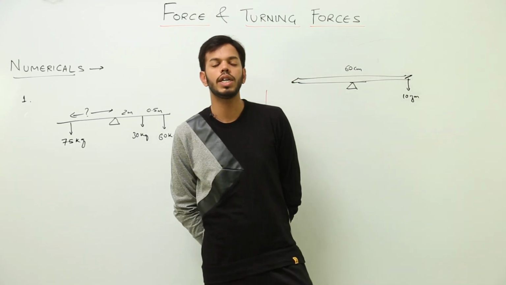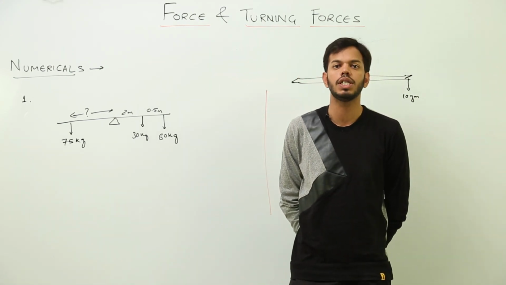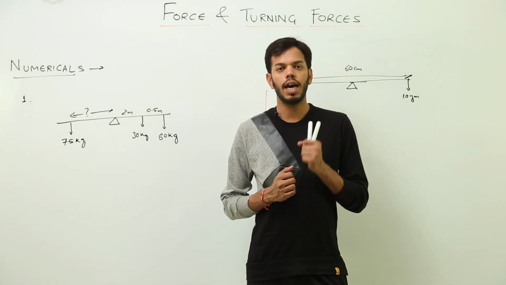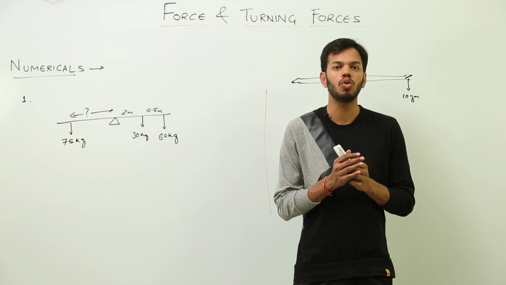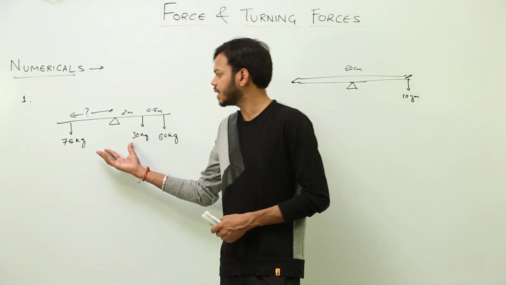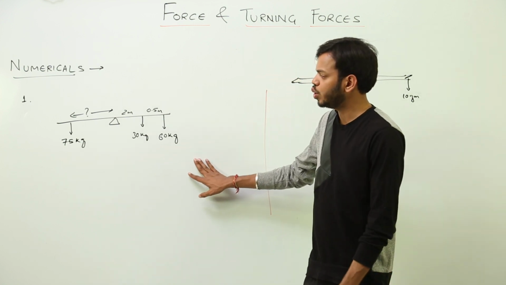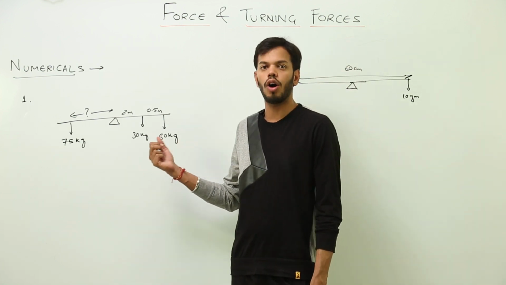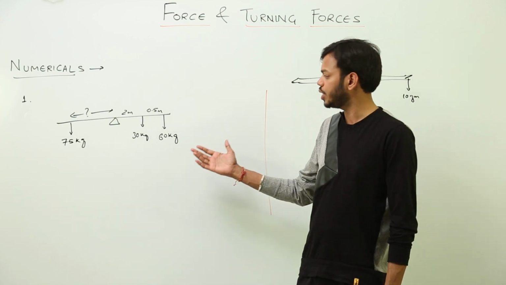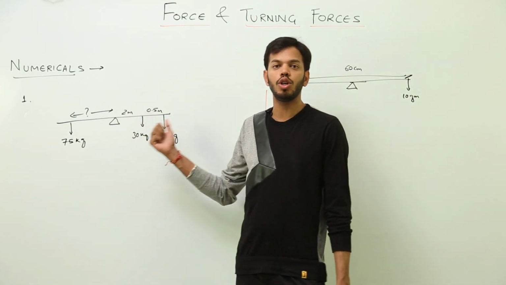Now students, we have already discussed the principle of moments, which is that the anti-clockwise moment is equal to the clockwise moment. Now we have to study how to apply these formulas, this concept, into numericals. Consider this first case. There are two children of mass 30 kg and 60 kg. They are sitting on a seesaw at distances of 2 meters and 2.5 meters.